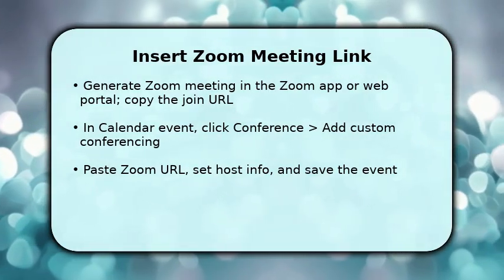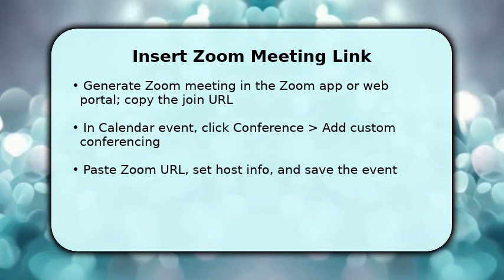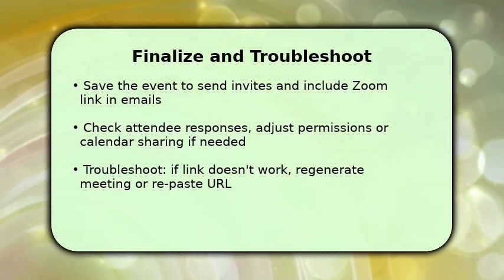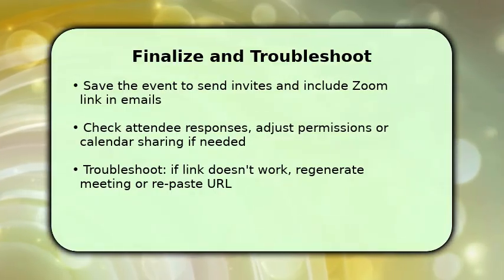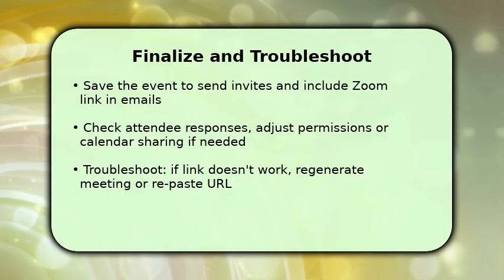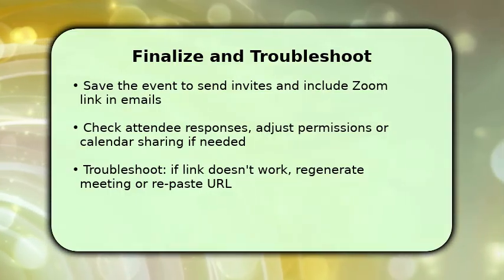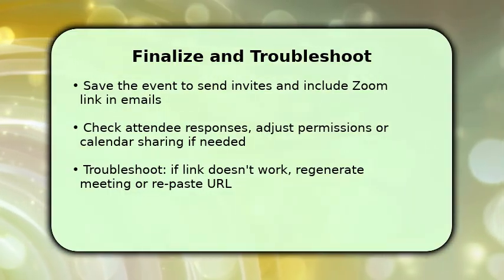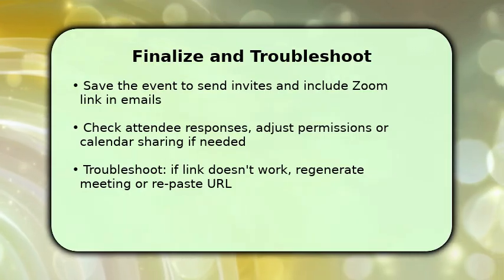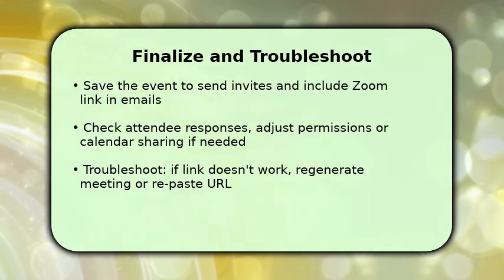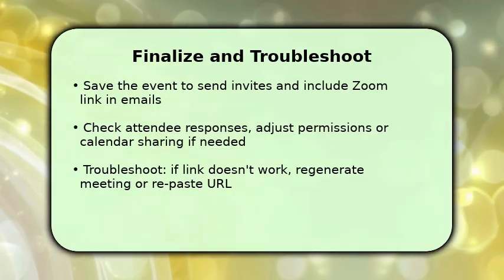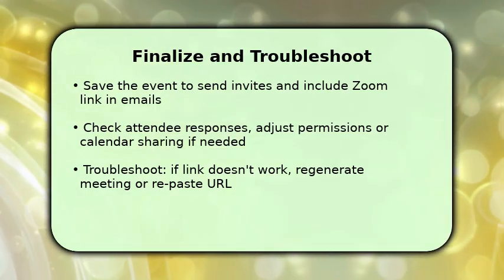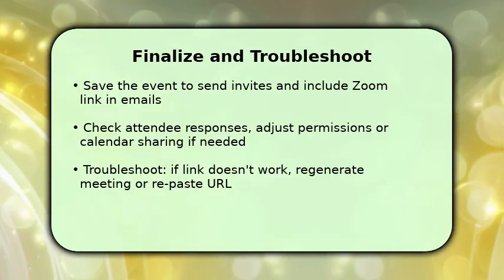You finish by saving the event, which sends invites containing the Zoom link. Make sure the confirmation email lists the correct join details. After sending, monitor RSVP, and if someone reports access issues, confirm they have the right link and that your Zoom meeting settings allow participants to join. If the link fails, regenerate the Zoom meeting or copy and paste the corrected URL into the event. Then save and resend. This single troubleshooting step.